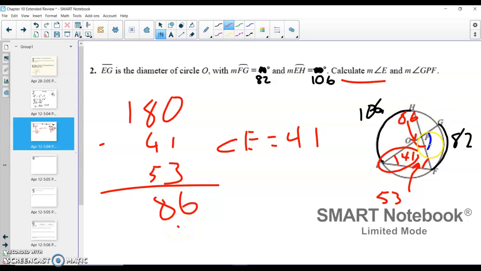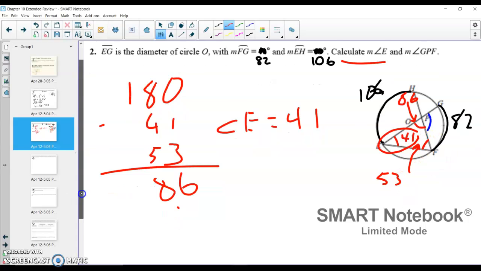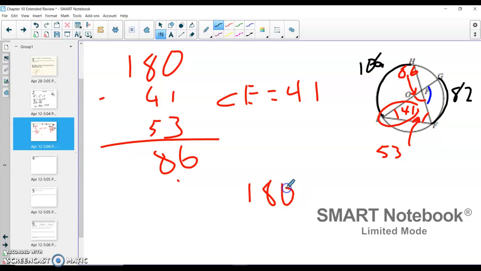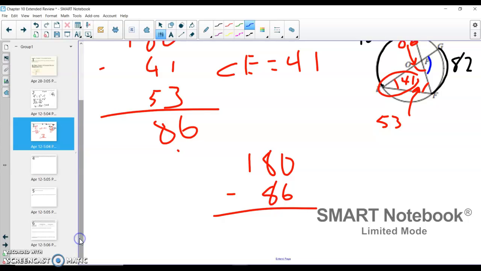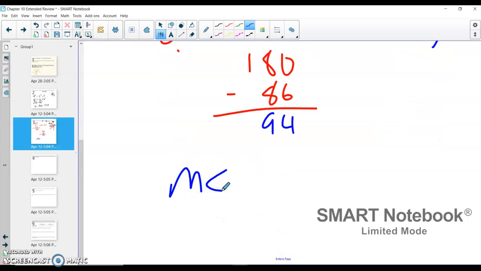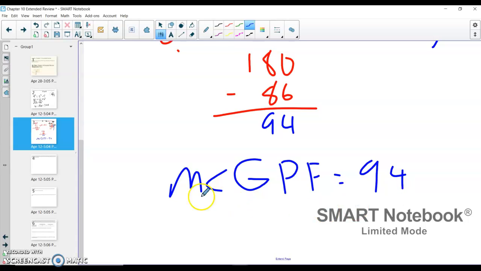That angle in red and this angle here in blue, when you put them together, create a straight line. And we know from a long time ago in geometry that a straight line has 180 degrees. So to find the blue angle, I'm going to take the 180 degrees from the straight line, subtract away the 86, and see what's left over for the blue angle. When I do 180 minus 86, it leaves me with 94, and that is the angle I'm looking for. So the measure of angle GPF is equal to 94.